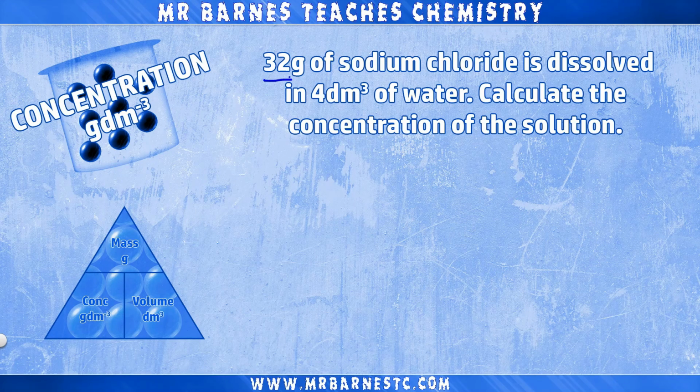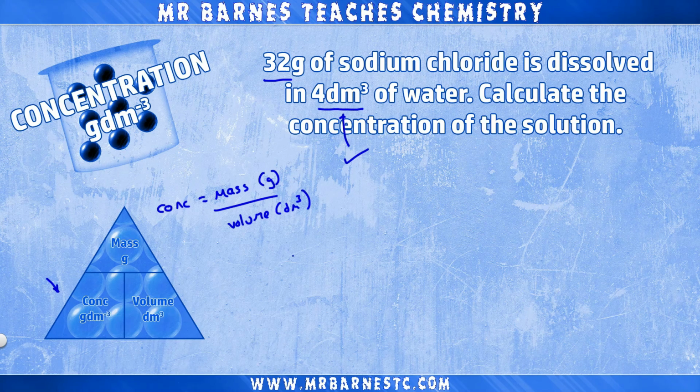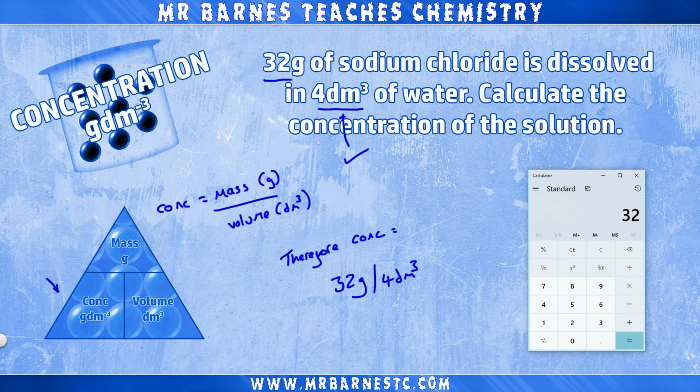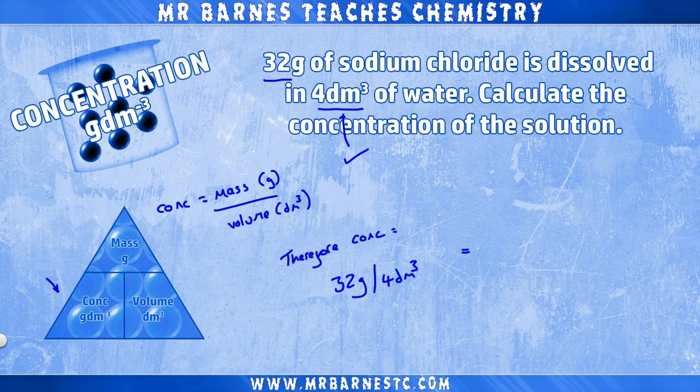32 grams of sodium chloride is dissolved in 4 decimeters cubed of water. Calculate the concentration of the solution. So, from our triangle, we can see that the concentration is mass in grams divided by the volume in decimeters cubed. I have both of these in the question, so the concentration is simply 32 grams divided by 4 decimeters cubed, which if I type that into the calculator is 8 grams per decimeter cubed. Simple, right?